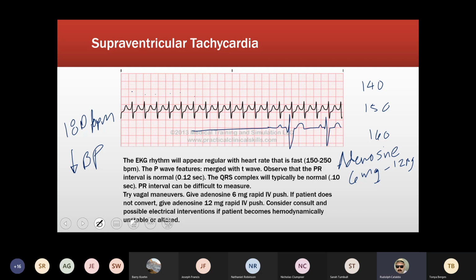Let's break down the word SVT. Okay, so let's look at supraventricular. What does that mean? Too fast. Nope. Above the ventricle. Above. That is exactly what I'm looking for. This is a fast rate above the ventricles. That's all supraventricular means, is above ventricles.